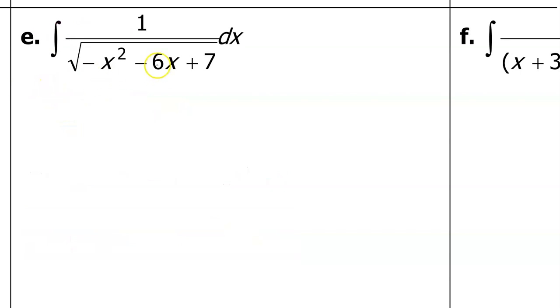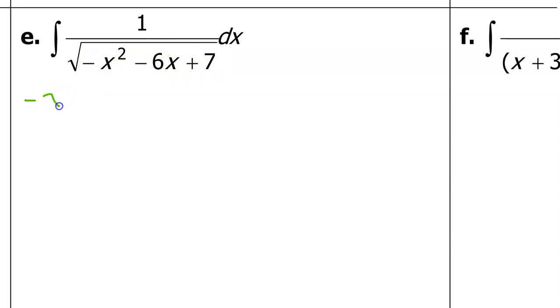Part E. I noticed that the degree of the denominator is 2. The degree of the numerator is 0. So the denominator wins by 2, which means inverse trig rules. But this trinomial looks nothing like any inverse trig rule. To make it look more like the rules, we need to complete the square for the trinomial.